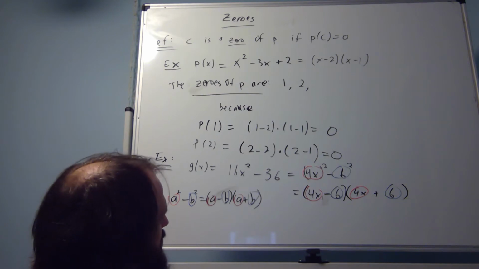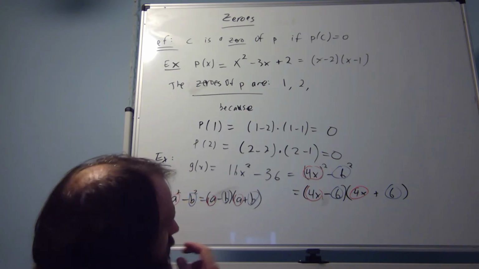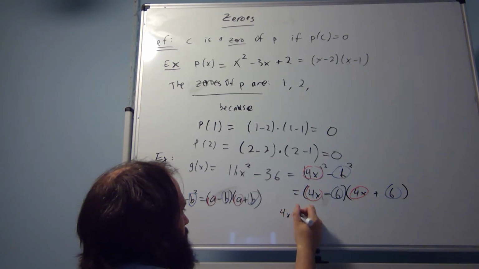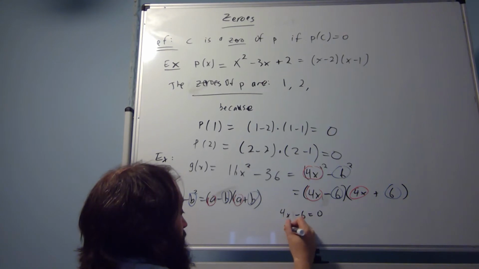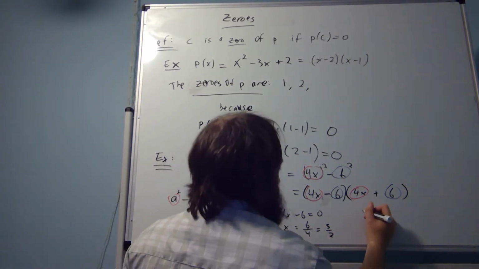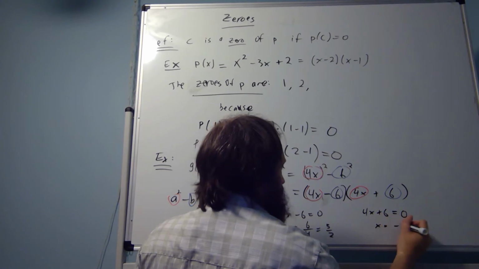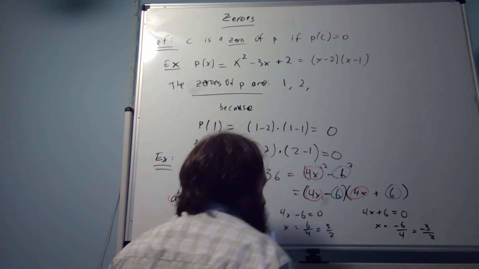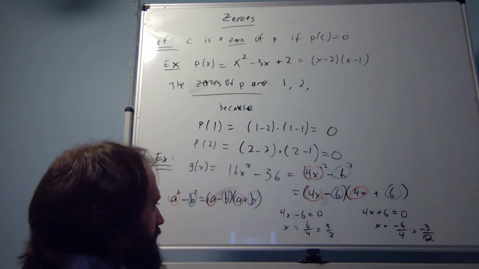So what do we get? Well, 4x minus 6 equals 0, which would mean x is equal to, you add the 6 and divide by 4, 3 halves. And similarly, 4x plus 6 equals 0 when x is equal to negative 6 quarters or negative 3 halves, which is the same as negative 1.5. Let's draw that a little cleaner. There we go.